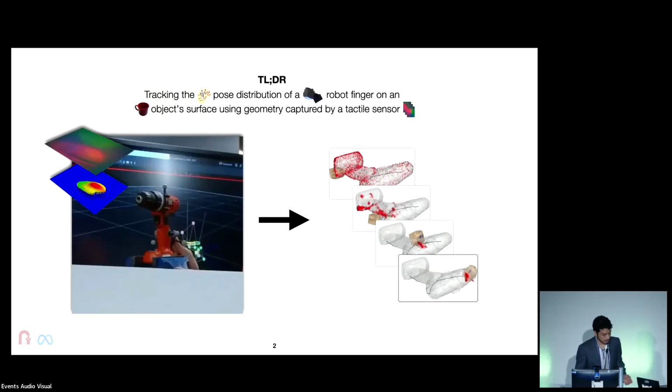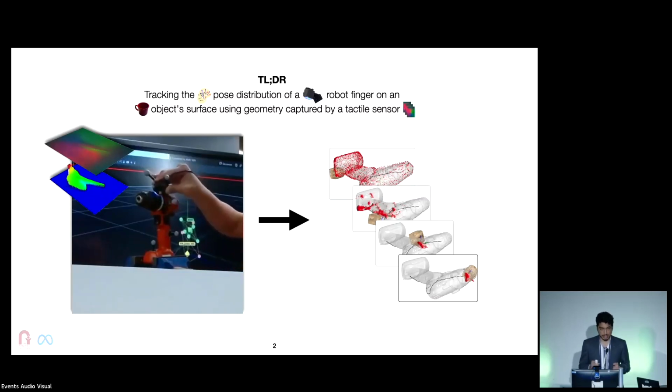So the TLDR of this is, given a stream of posed tactile data from a tactile sensor on a robot finger, can we figure out where we are on the surface of an object that we're operating on? So for example, look at this video stream over here, look at the images that we get, can we try to resolve where we are? So it's like a Where's Waldo of a tactile sensor problem.